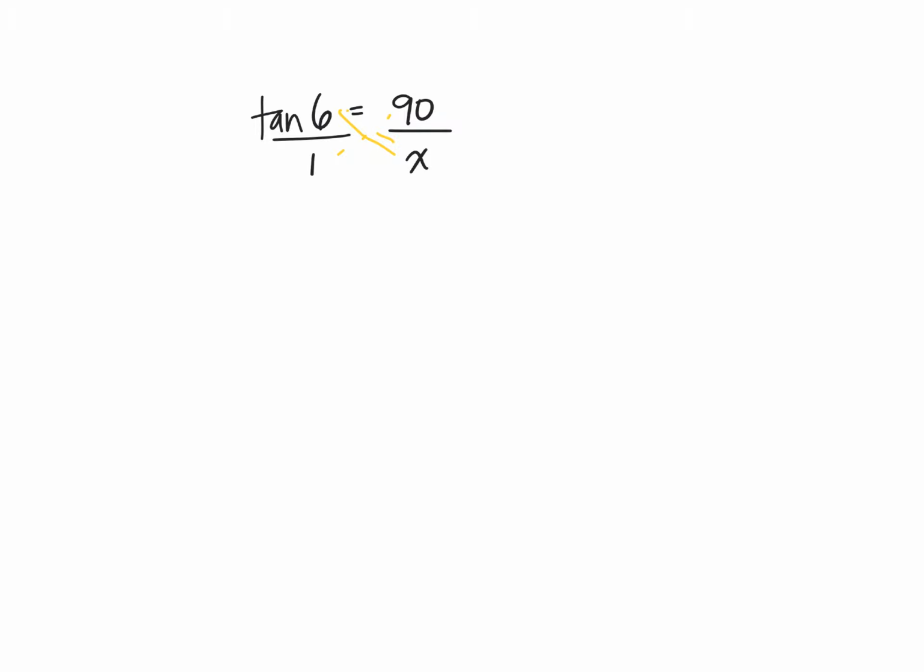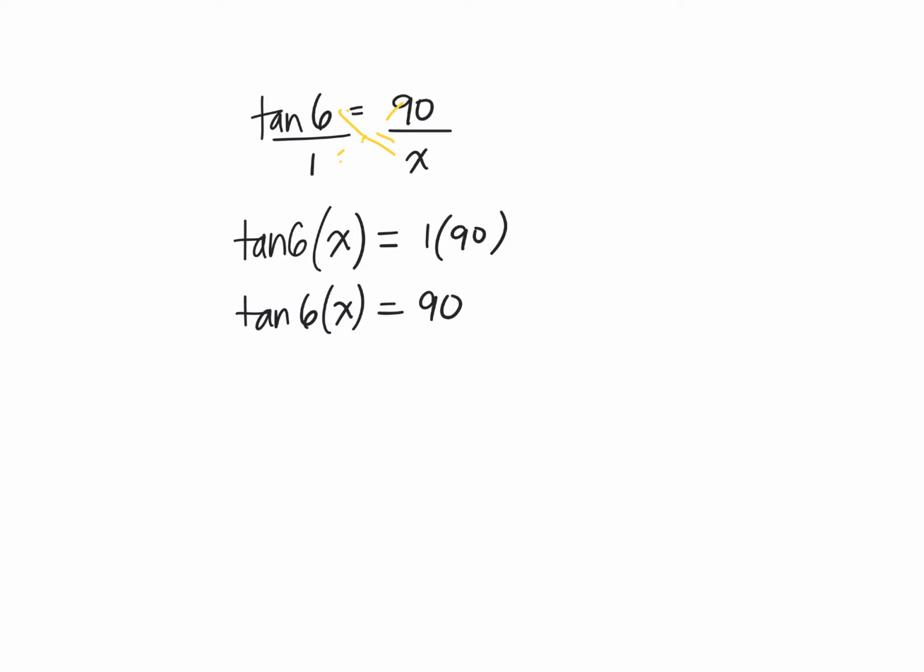Can I solve that? No? Yes. I don't know what tan 6 times X is. I can't multiply it, tan 6 times nothing, it's times an unknown. But I know that it's going to be equal to 1 times 90. What's 1 times 90? 90. How do I isolate X? What do I have to divide this by to get X by itself?